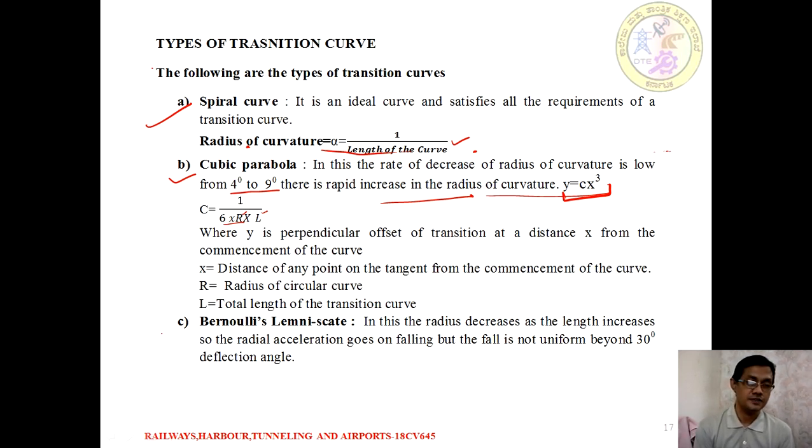The next category of transition curve is the Bernoulli-Lemniscate. In this type of curve the radius decreases as length increases, so the radial acceleration goes on falling, but the fall is not uniform beyond 30 degrees of deflection angle. So that is another type of curve, the Bernoulli-Lemniscate. Depending upon the site condition and the speed or the track system, we can choose any of these with respect to the criteria or requirement.